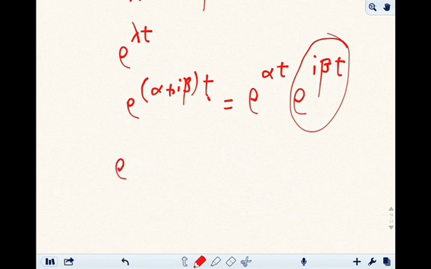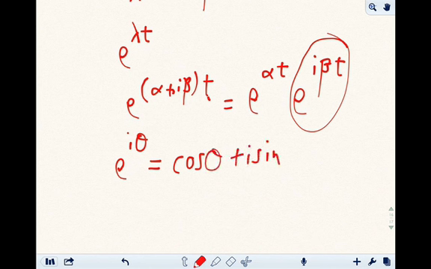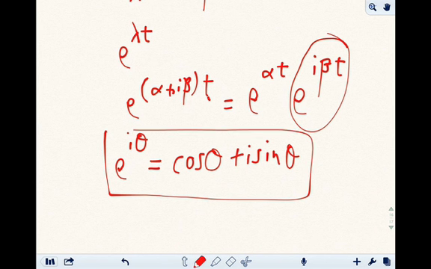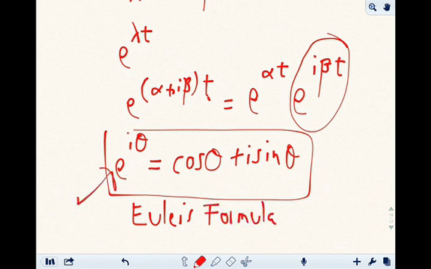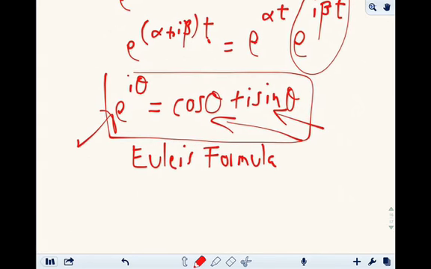Euler's formula states that e to the i theta, where theta is some number, is equal to cos theta plus i sine theta, provided theta here is real, so i theta is a purely imaginary number. This is one of Euler's many doings, but this is known as Euler's formula. It relates complex exponentials with harmonic functions. This is a fairly commonly invoked formula.